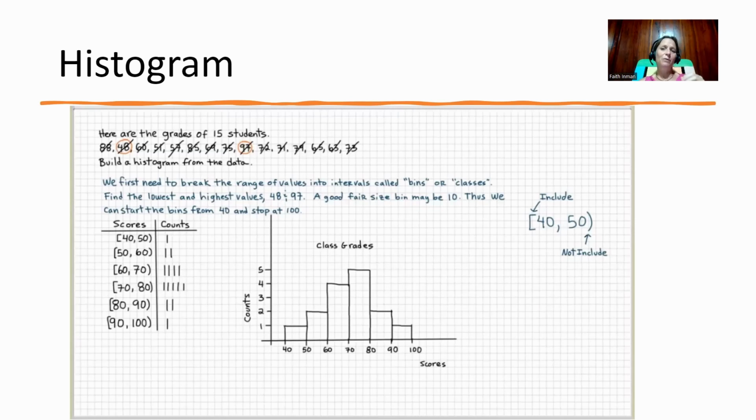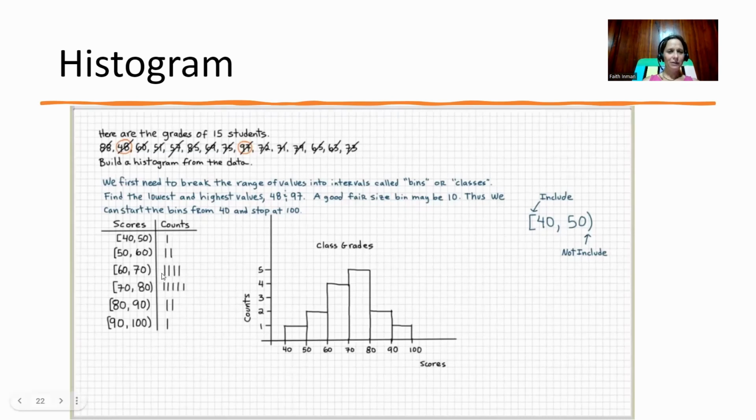So a fair size bin would be 10. So you can start the bins from 40 and stop at 100. So here we just make a little chart, scores and counts. 40 to 50, there's one, right? There's 48. There's one value that lands between 40 and 50, one. Between 50 and 60, there are two values, right? There's 51 and 60. Two values land between 50 and 60. Then how many values land between 60 and 70? 1, 2, 3, 4, right?